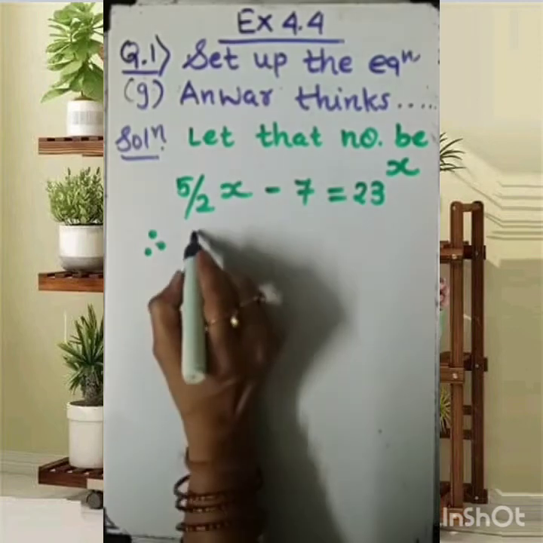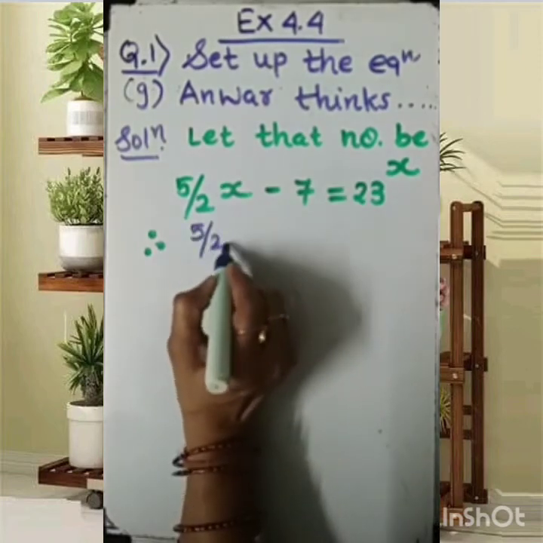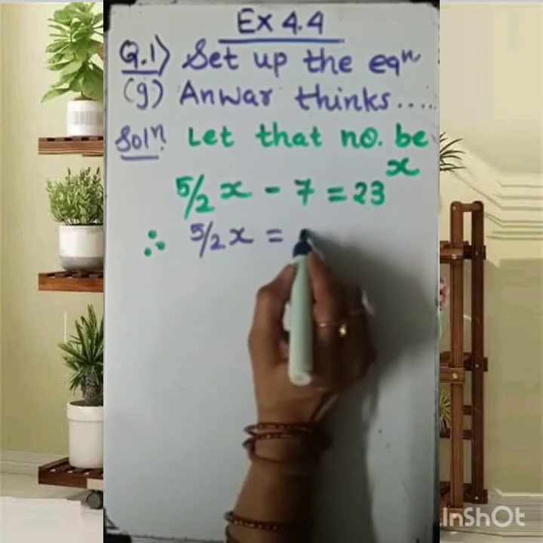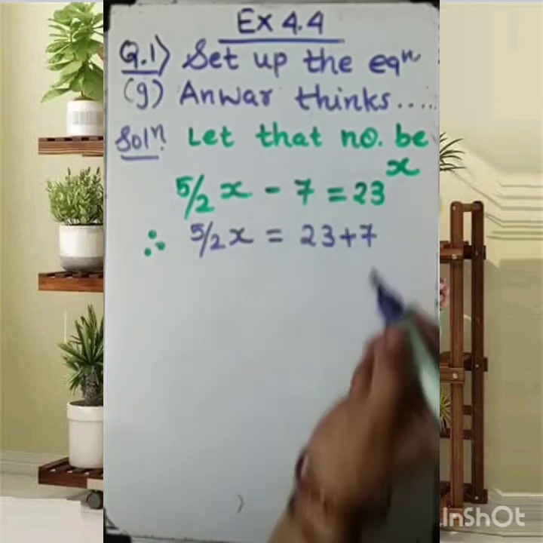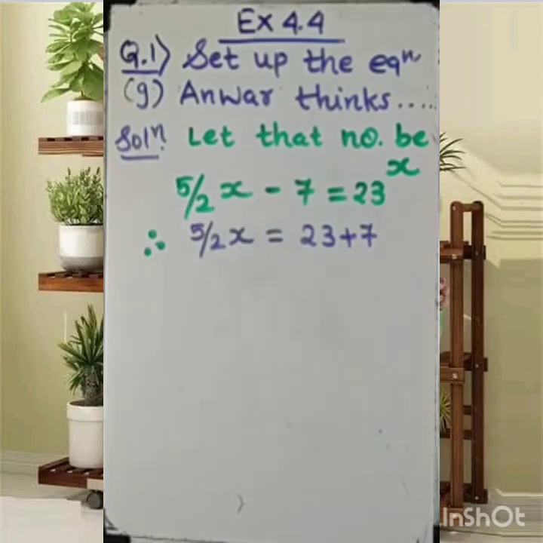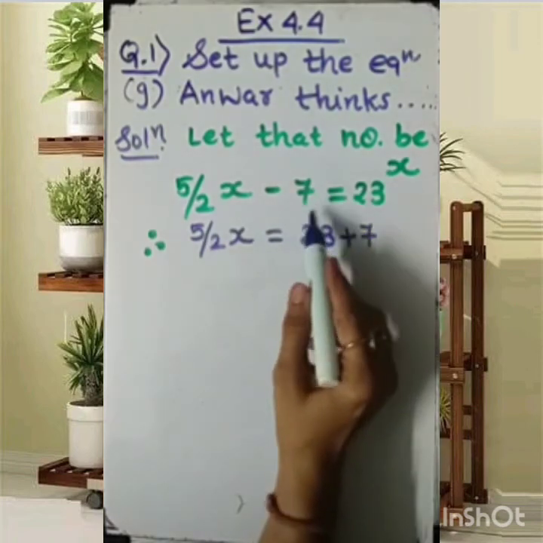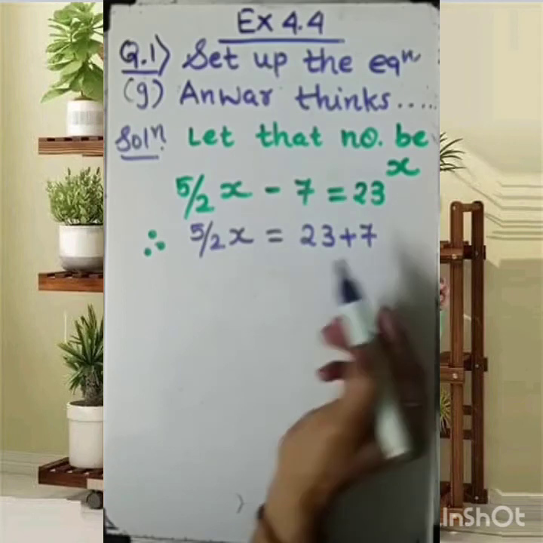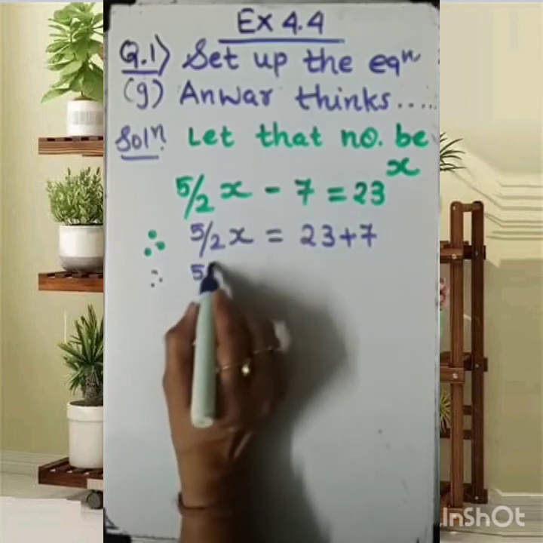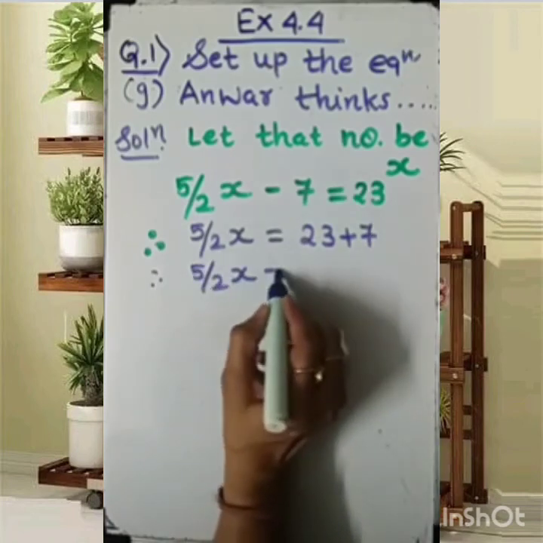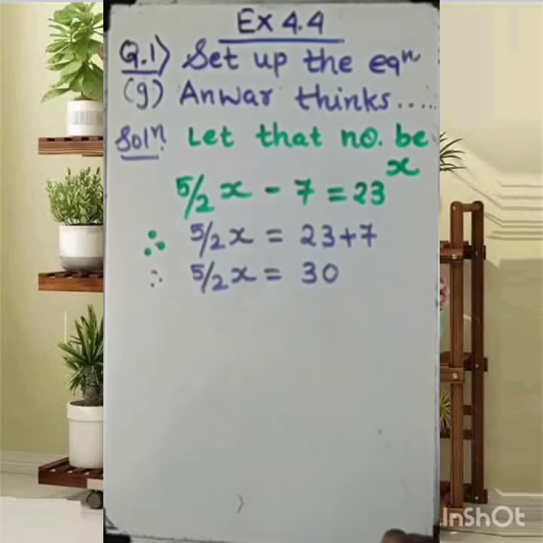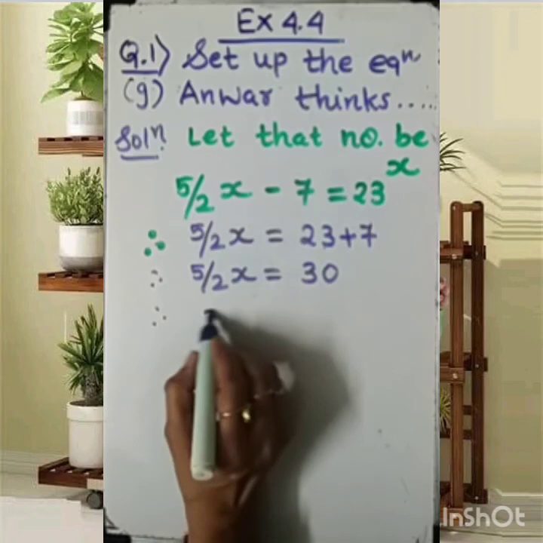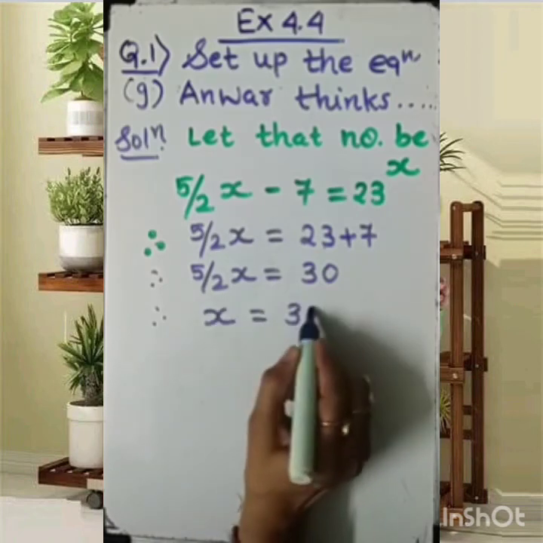So, my dear student, I need to write here 5 by 2x, that is equal to, this minus 7 will move to this side, that is plus 7. Minus 7 is shifted to this side, that is plus 7. So, my dear student, 5 by 2x equal to 23 plus 7 is 30. Simple. So next step, x equal to 30 is already there.